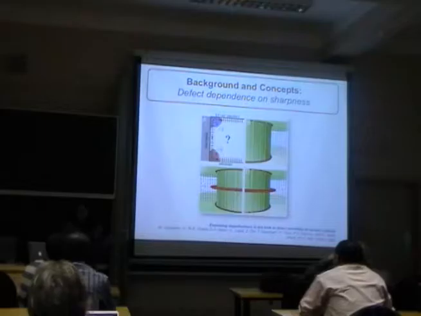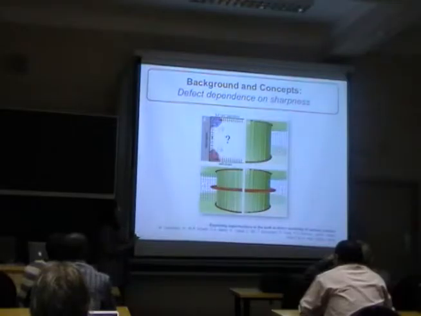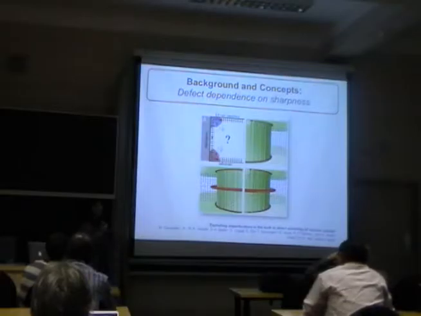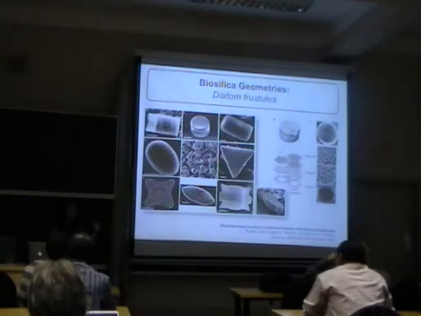And so you can see what I already went through is that there's topological dependence of the colloid on the defect configurations, there's sharpness dependence, and then there's a sort of overall shape dependence of the colloid. So in order for us to explore these concepts even more, let's move on to more complicated shapes. And what I propose is that we look to nature for these more complicated shapes.